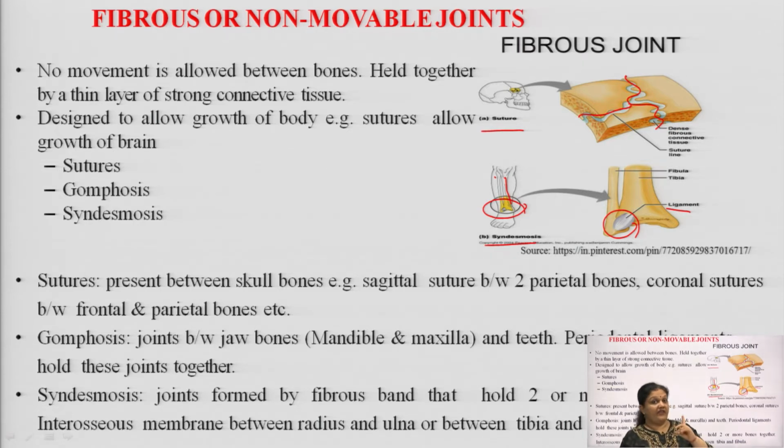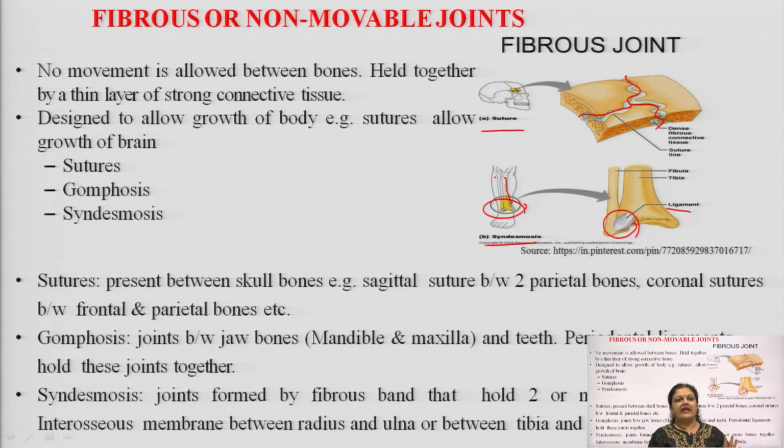Listen students, if any slight or small movement is shown, this is a pathological condition. It means the patient does not have their normal homeostasis. This is a little bit different from normal physiology, so he or she should go and report to their orthopedic. Okay, students, so fibrous non-movable joints, no movement allowed here, first thing.